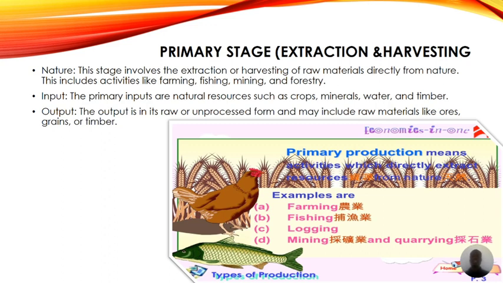So you have to know that when explaining these various stages of production, it's always about using examples. That is going to be very important because, as you know, this activity directly extracts resources from nature. So we have examples like farming, fishing, logging, mining, quarrying. They are all examples of primary stage production.